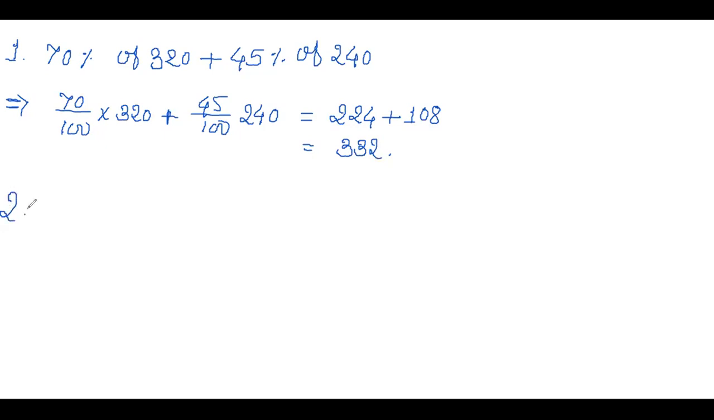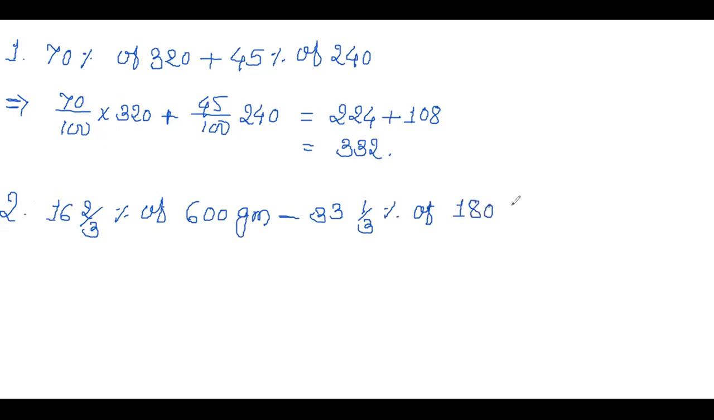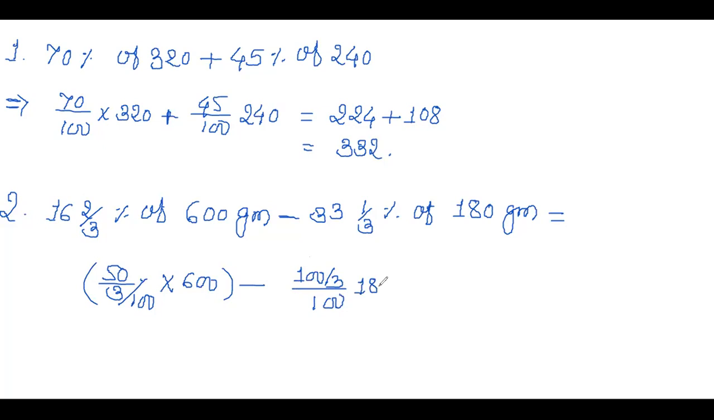Then next example, 16 and 2/3% of 600 gram minus 33 and 1/3% of 180 gram is equal to, 16 and 2/3 gives 50 by 3. 50 by 3% of 600 means 50 by 3 divided by 100 into 600, minus 33 and 1 by 3 means 100 by 3. So 100 by 3 divided by 100 into 180.